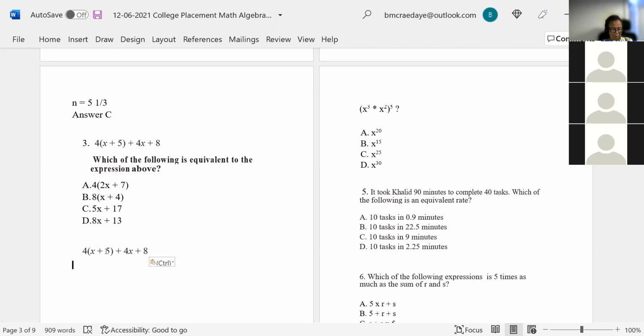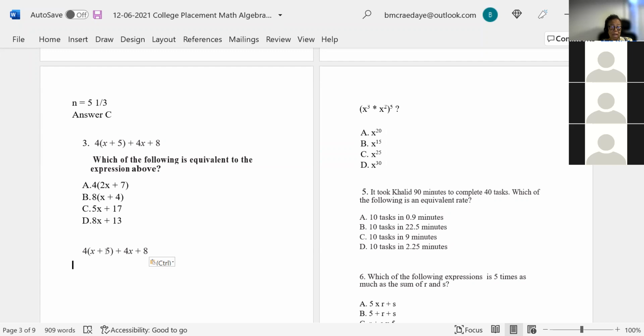Okay, and read it again. 4, paren, x plus 5 is in parentheses. That's right. And then what's next? Then you have plus 4x, plus 8. Okay, so I want you to simplify that.